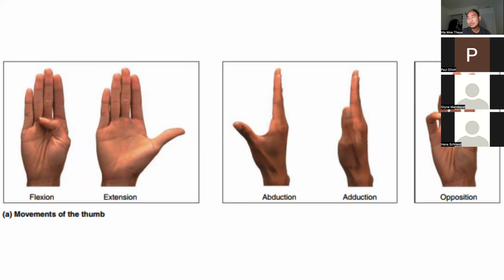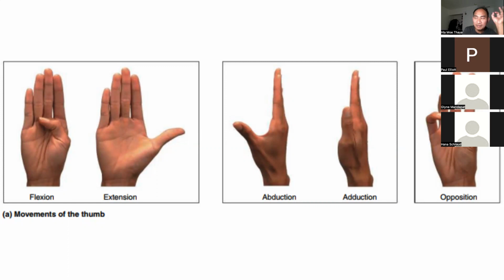Sometimes when we say abduction, it is not clear. Abduction means away from the body. So in the arm, abduction is going like that. In the hand, in the thumb, abduction is going away from the hand surface. And opposition: the thumb with the other fingers is opposition.